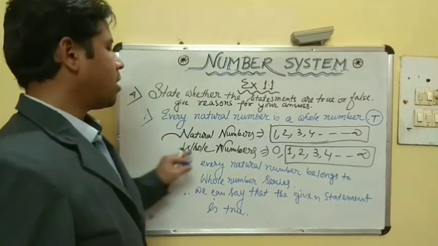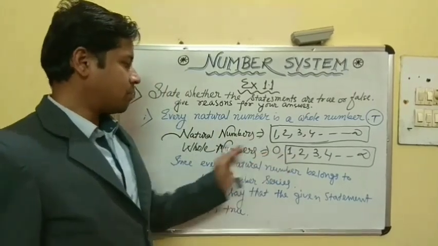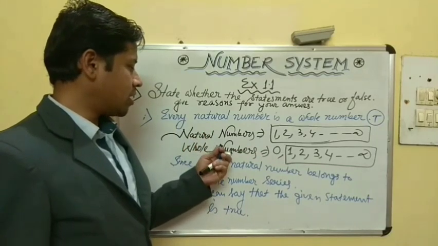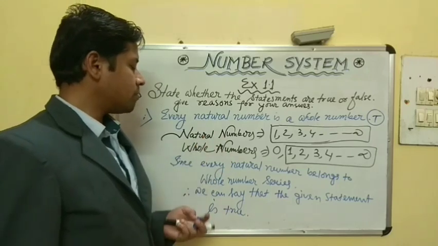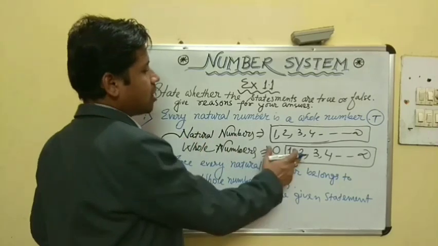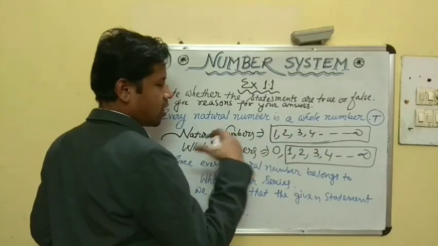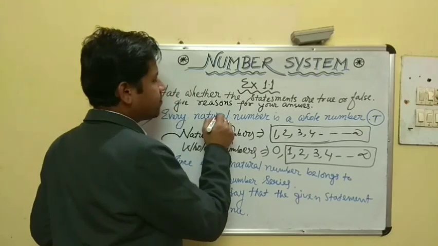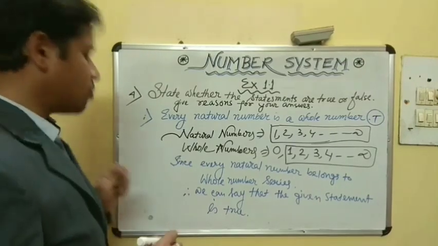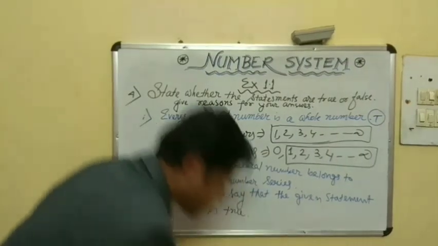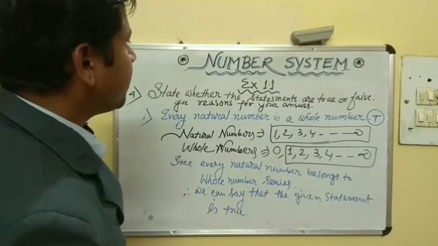Natural numbers are part of the whole numbers. So all natural numbers are members of the whole numbers, but all whole numbers are not members of the natural numbers. So natural numbers are in the bag of whole numbers. So every natural number is also a whole number. So "every natural number is a whole number" is the right, true statement. I think it is clear.